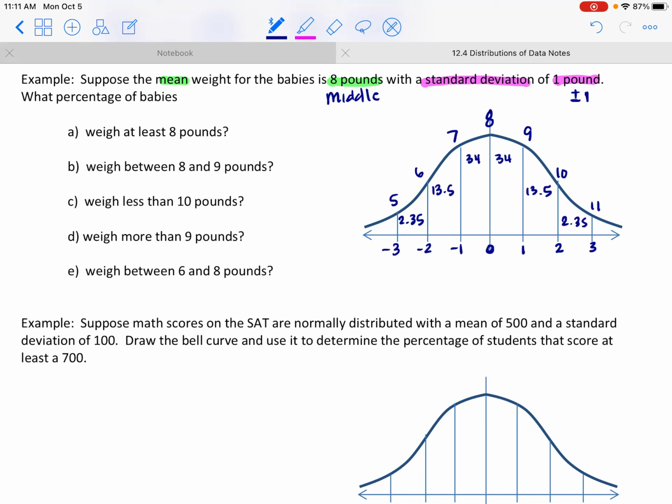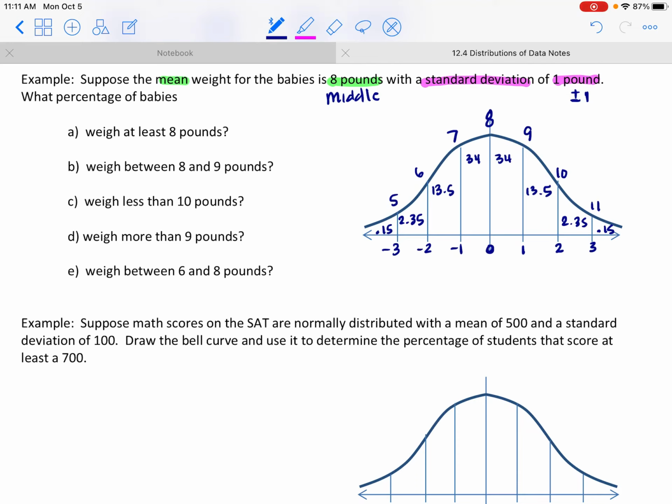And then the 100% minus that 99.7 cut in half said there would be 0.15% here and 0.15% here. So that's outside of the 3 standard deviations. So that's our empirical rule. And this time with our mean in the middle and our standard deviation of 1, so adding and subtracting 1, we know exactly where everybody is in this distribution.